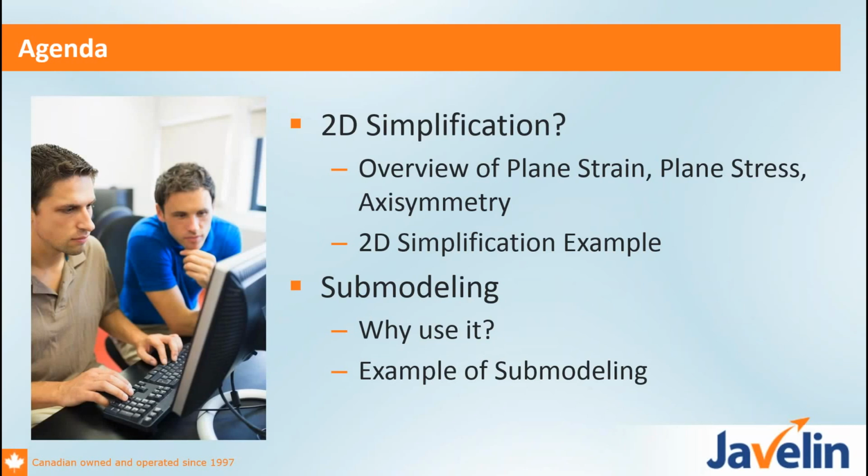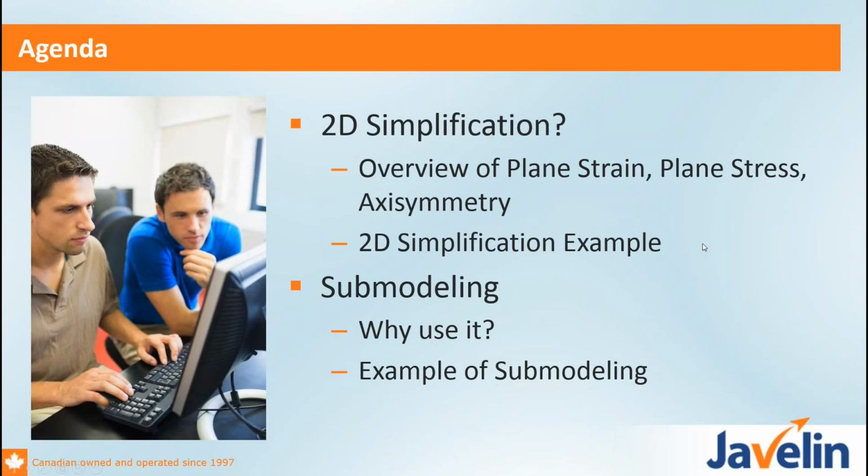So we're going to start with 2D simplification. We'll start with an overview of plane strain, plane stress, and axisymmetry. Those are the 3 main types of use for 2D simplification. Then we'll do an example of it. Then we'll jump into submodeling, and I'll explain what it is, why you can use it, and why you should use it, and then we'll go into an example of submodeling as well, and we'll have a Q&A section right at the end of that.